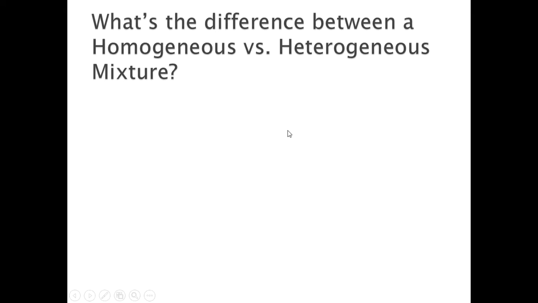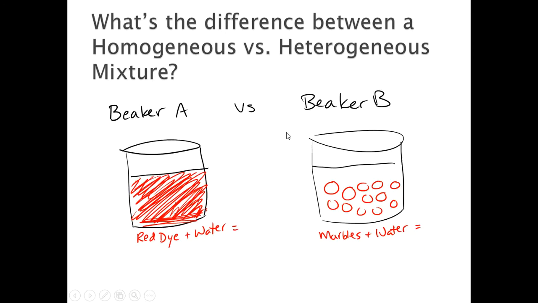In addition to that, you should ask, okay, what's the difference between a homogeneous and a heterogeneous mixture? If we were in class, I would show you two beakers. One beaker would have red dye, food coloring, and water. And it looks nice and pure and like it's just totally red, just like KoolAid. The other one, I have a bunch of red marbles inside of water. You can see the individual marbles.